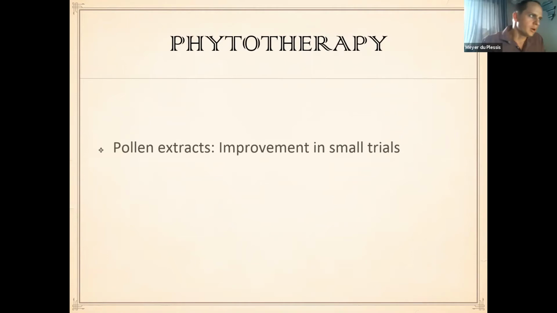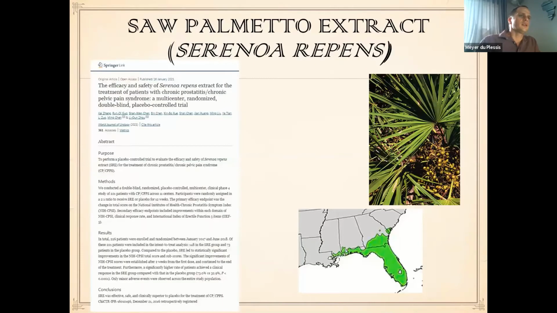Phytotherapy, so herbs or alternative therapy. Pollen extracts do show improvement in small trials. Unfortunately, in meta-analyses, there's not much proof for this to be used. The first phytotherapy I want to mention is saw palmetto, which is made from the extract of the berries of this palm that grows in the southeast tropical regions of North America. It's a small palm that grows up to 3 meters.